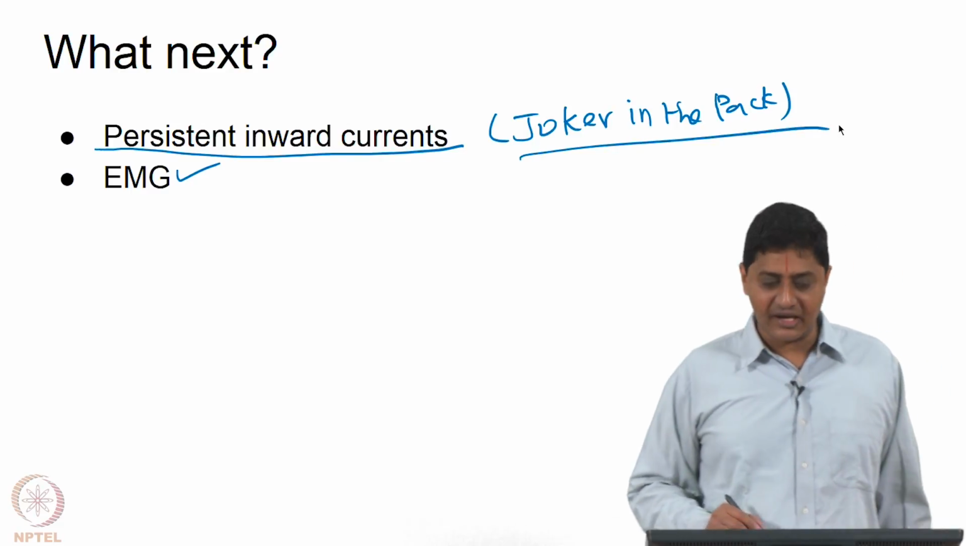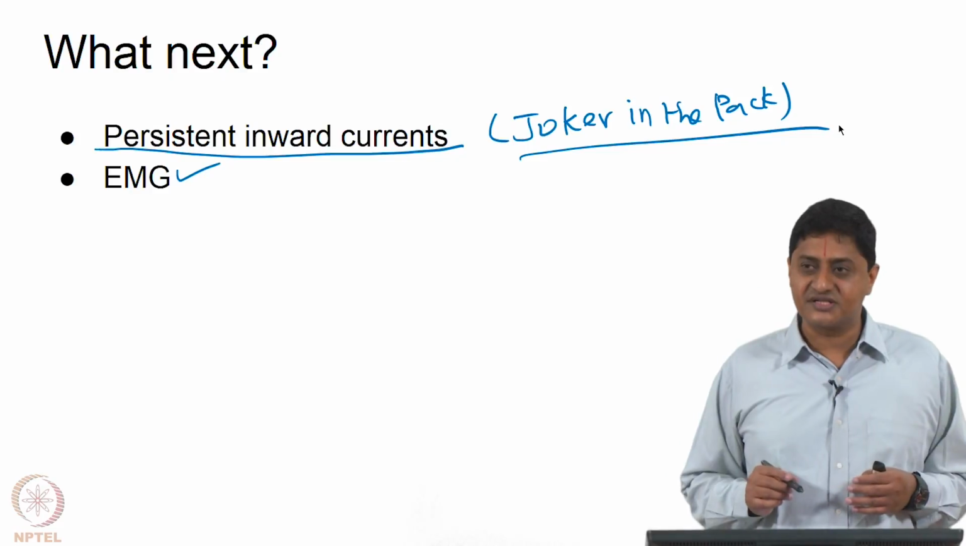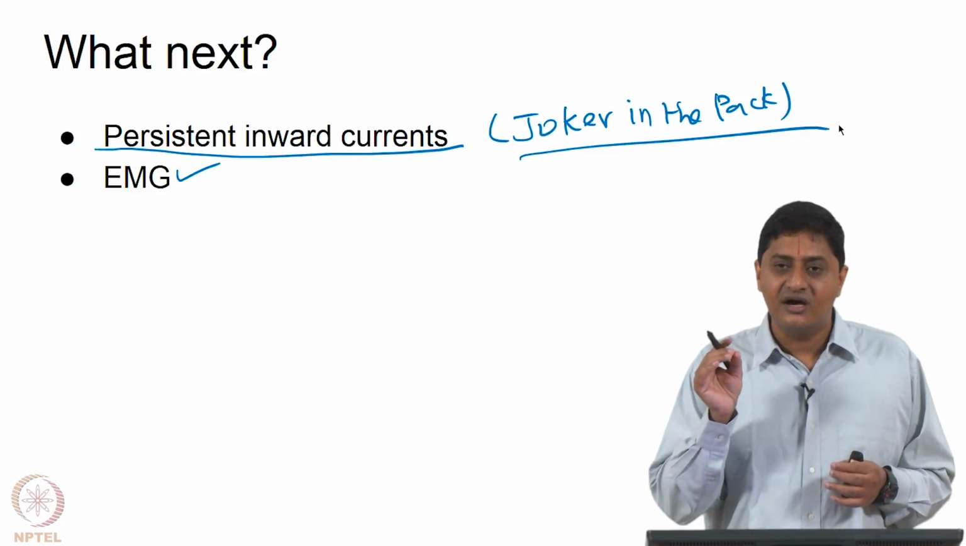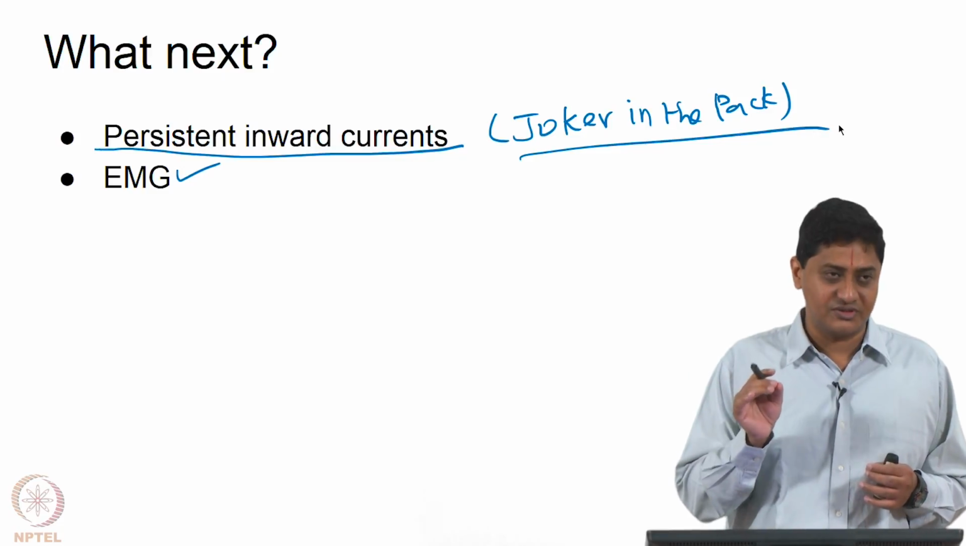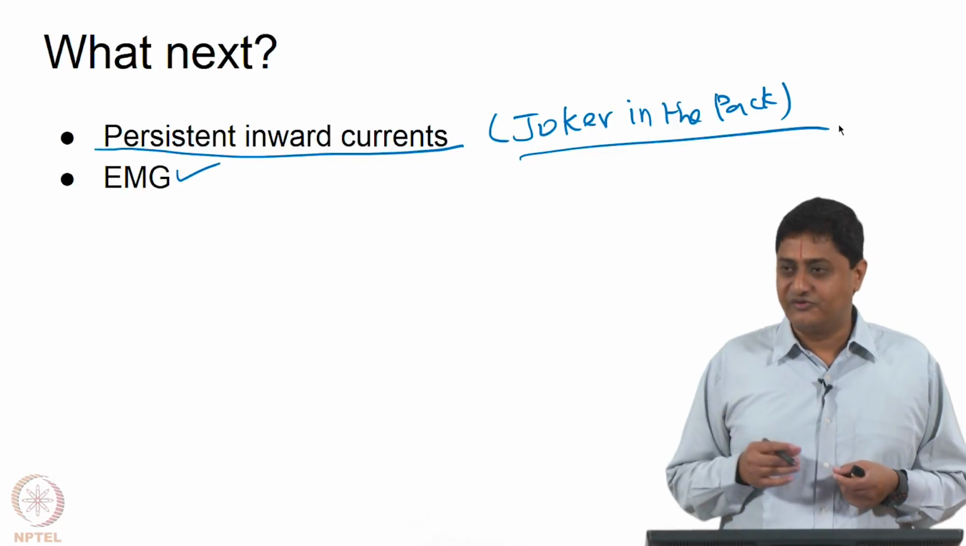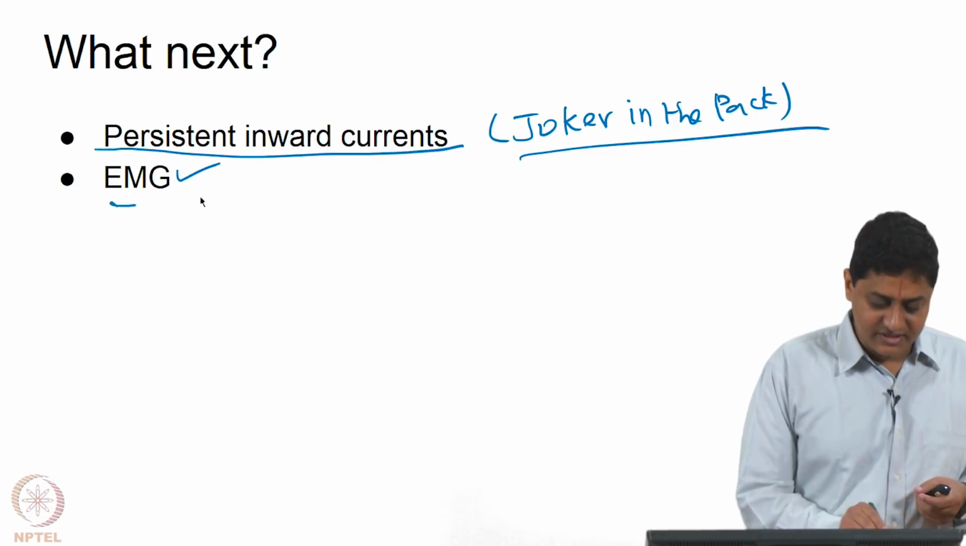So, this is the joker in the pack, persistent inward currents. We need to discuss its crucial role in adjusting the sensitivity or gain, or excitability, of the motor neuronal pool tomorrow in future classes, and we will also discuss EMG.